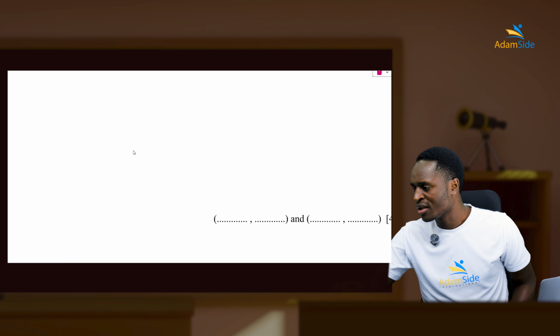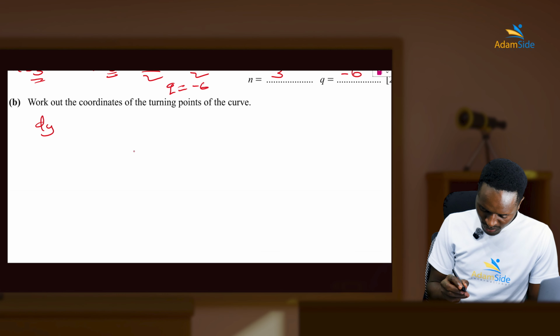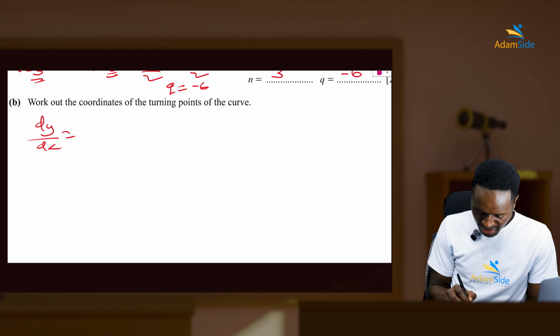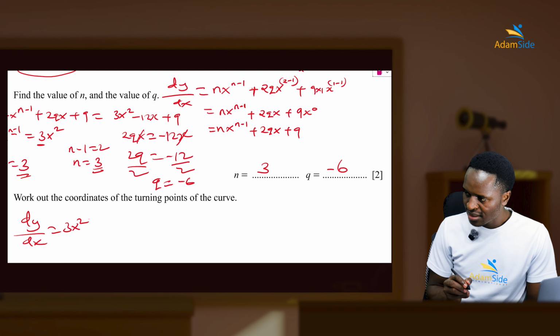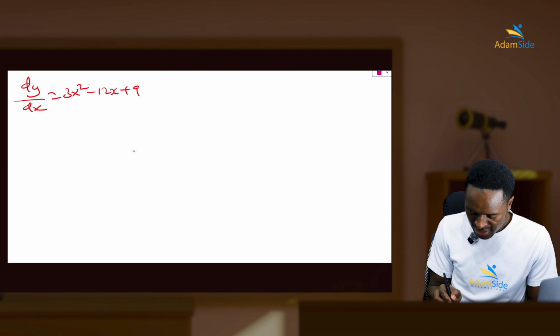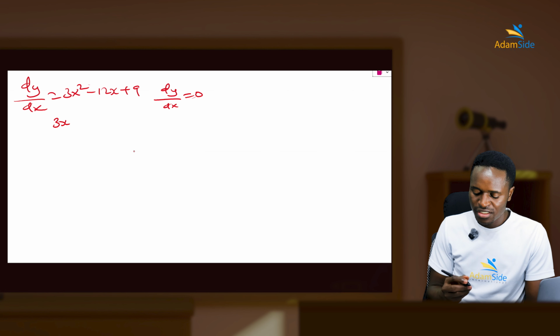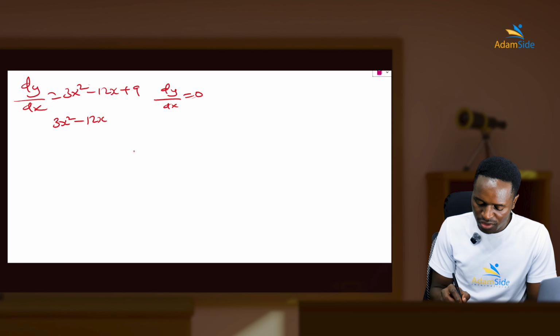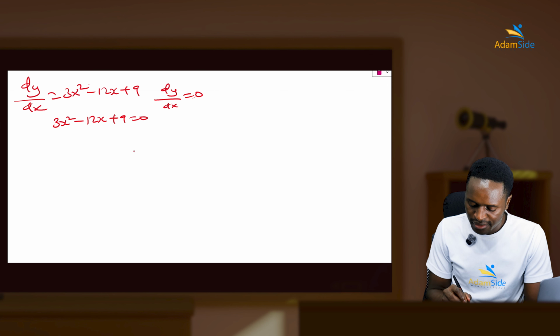At the turning point, when we have a question 3x squared minus 12x plus 9, say work out the coordinates of the turning point of the curve. We know our dy/dx is equal to 3x squared minus 12x plus 9. At the turning point, the rate of change is equal to 0, so equate it to 0. 3x squared minus 12x plus 9 is equal to 0. Then factorize to find the values of x.